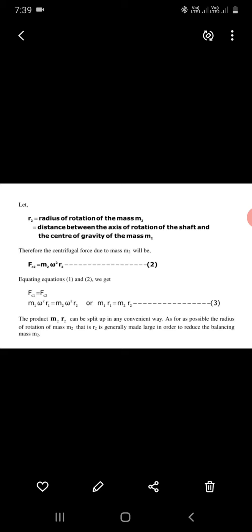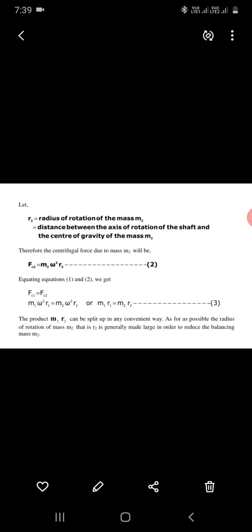If we equate both equations 1 and 2 to balance the system, then we get F1 = F2, so m1 omega square r1 = m2 omega square r2. Omega, that is angular velocity, is common to both the masses since both the masses are attached to the same shaft. That's why we can neglect omega on both sides. So we have m1 r1 = m2 r2.